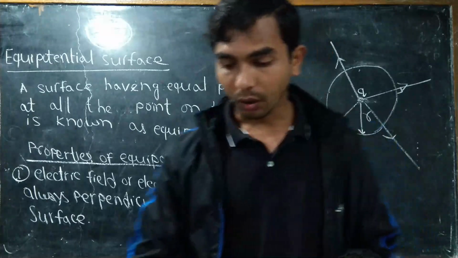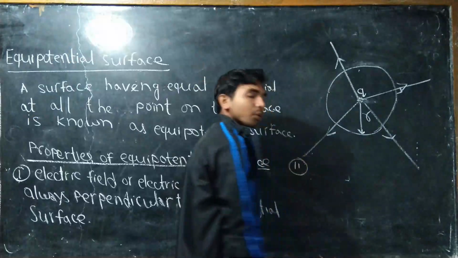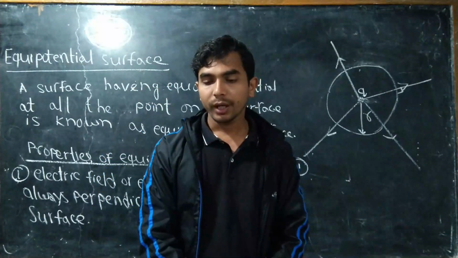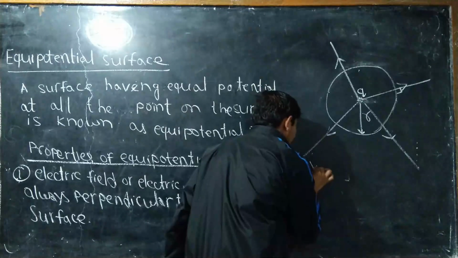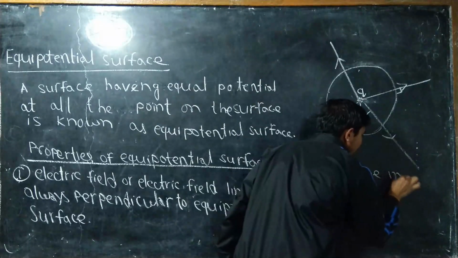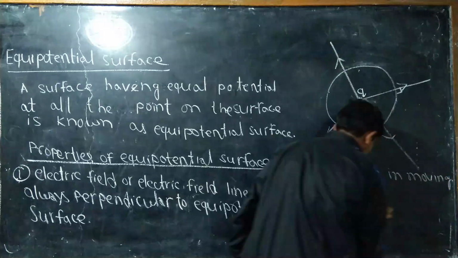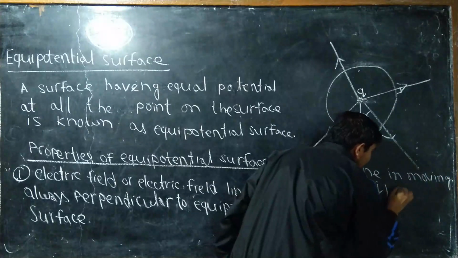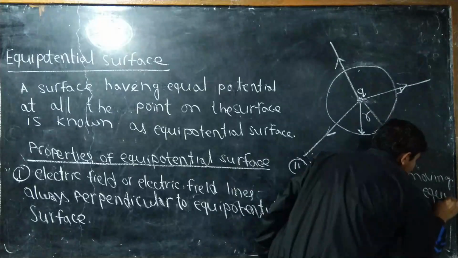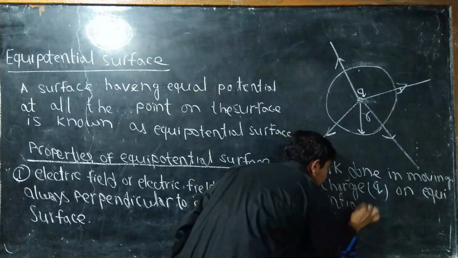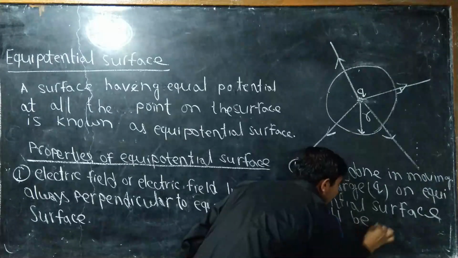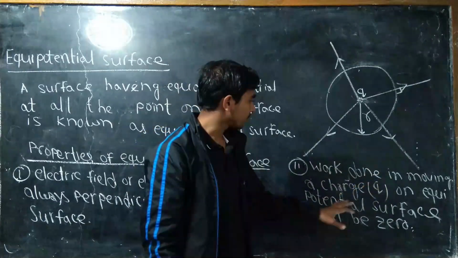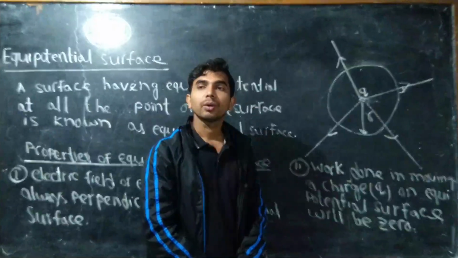Okay, so next point now, I'm going to write point number 2. What is that? Work done in moving a charge Q on an equipotential surface will be 0.